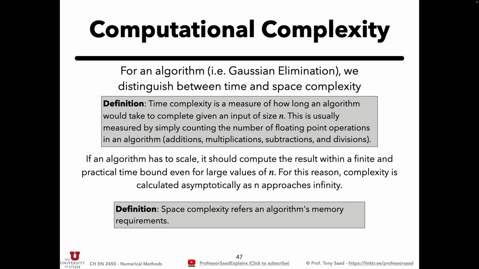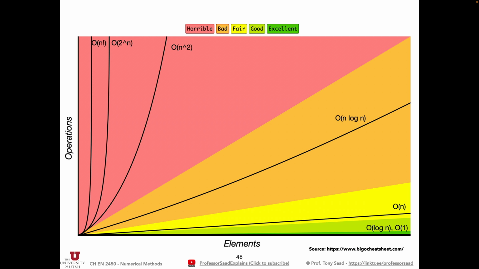There are methods where you only store the non-zeros and figure out where they are located in the matrix, and that's much more efficient. So in general, if you plot the number of operations or the complexity versus the number of inputs, horrible algorithms are superlinear or nonlinear.